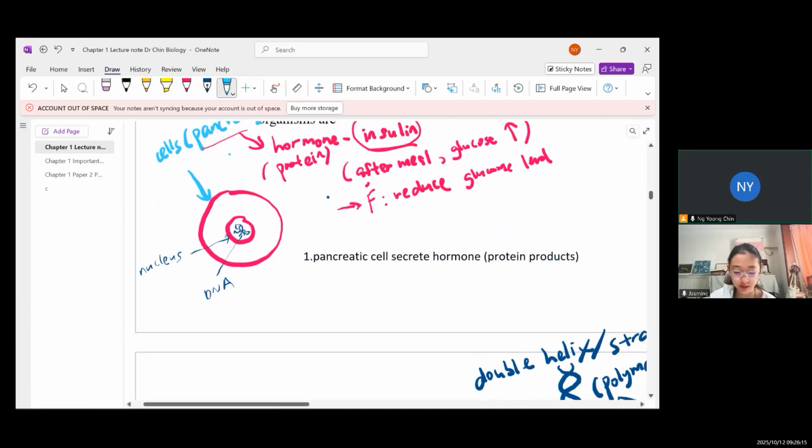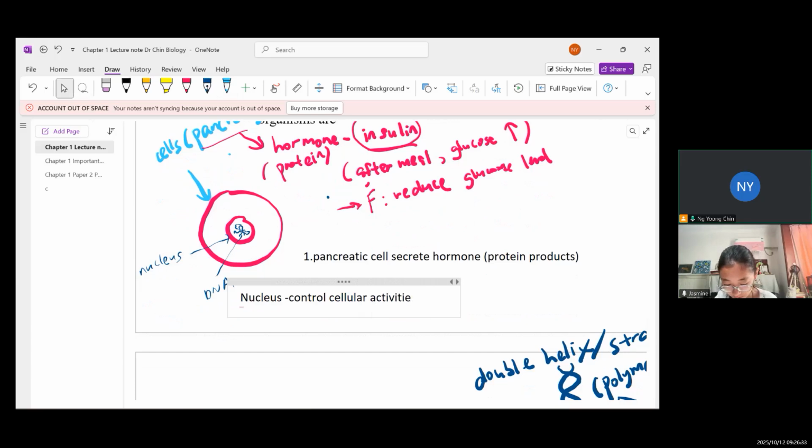When we talk about the nucleus, I think you learned about this before, right? So what is the function of the nucleus? It controls the cell. Yes, good, it controls the cellular activity. So why is the nucleus able to take control over the whole cell? It's because the nucleus contains a big boss, which is the DNA.